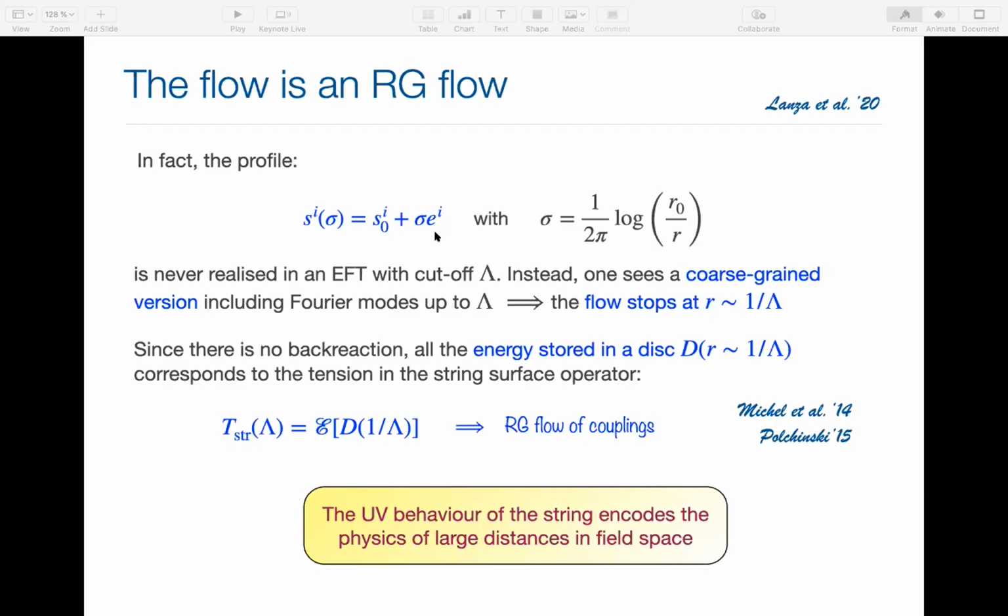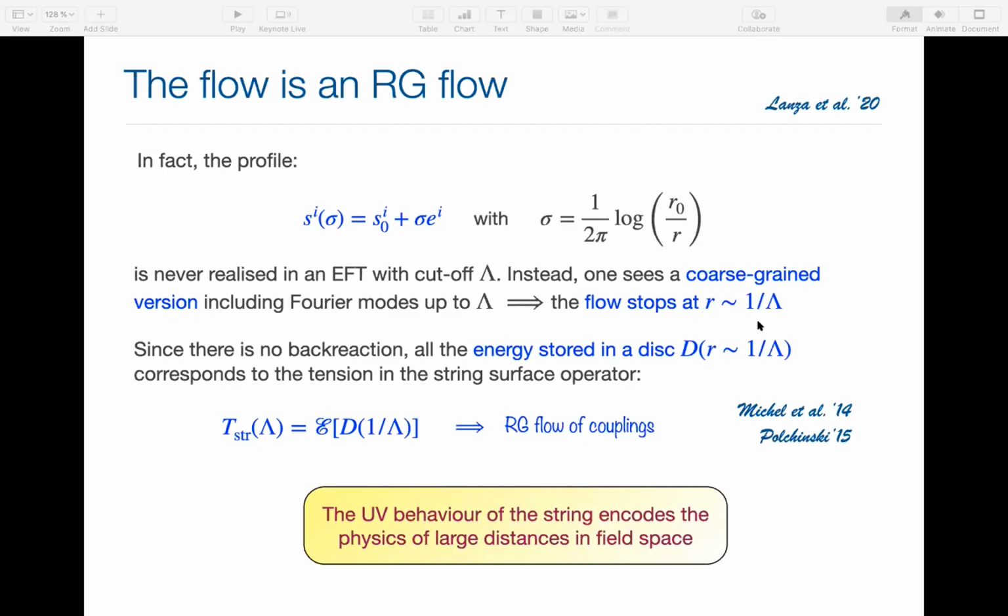So essentially, the flow stops. I mean, this never stops. But the actual flow that you see in your effective field theory stops at some distance that is, roughly speaking, 1 over lambda. And then when you put yourself at this distance 1 over lambda, you don't see any flow. The flow has stopped.